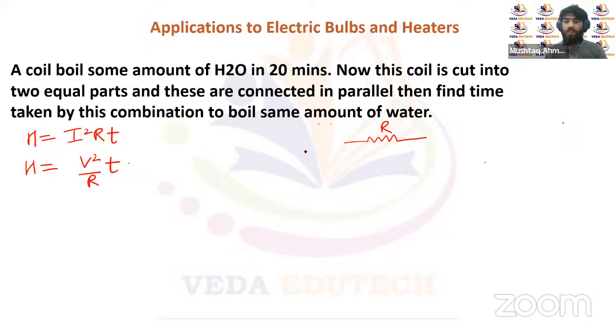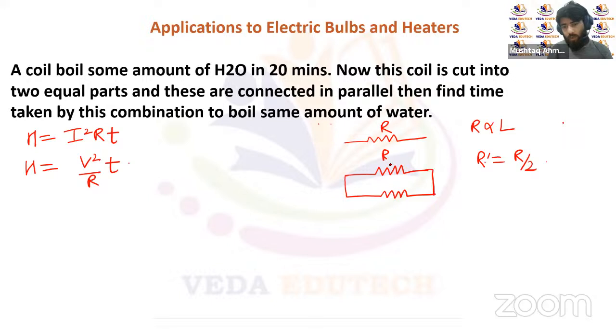Now what we are doing is cutting this coil into two equal parts. We know that the resistance of a conductor is proportional to the length of the conductor. It means that if we cut a conductor into two equal parts, the resistance is also going to get halved. So the new resistance R dash will be R upon 2. Now these two pieces are put parallel to each other.